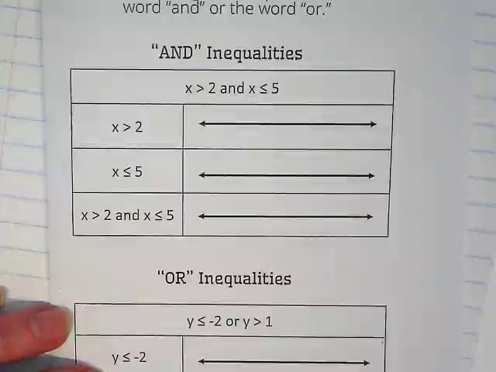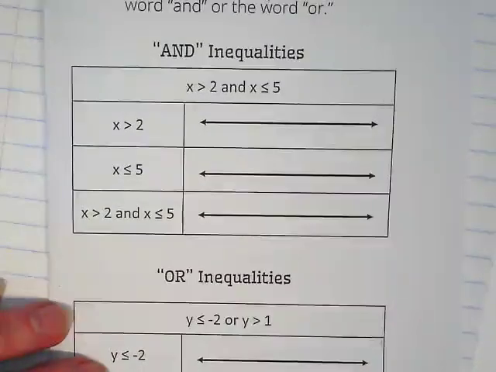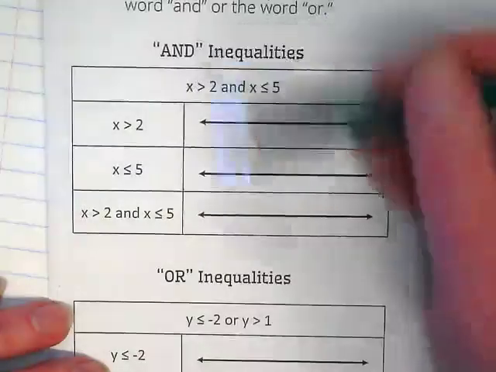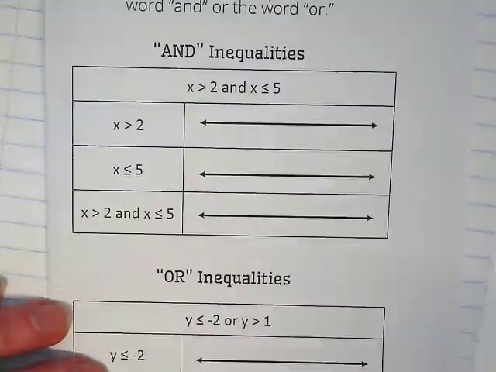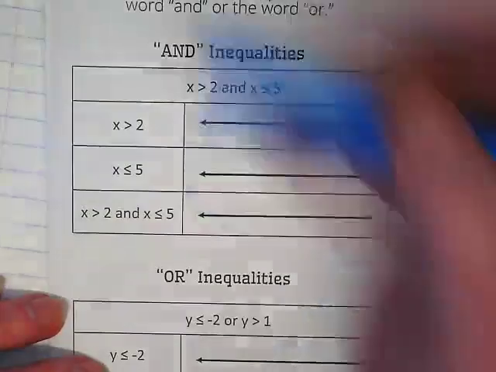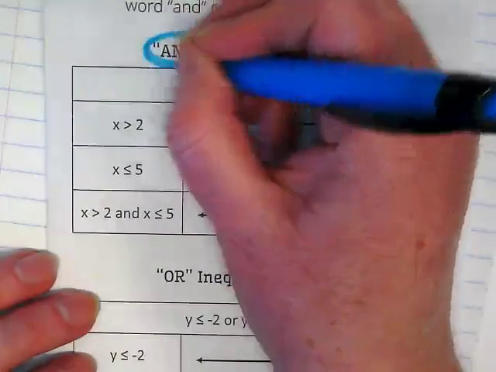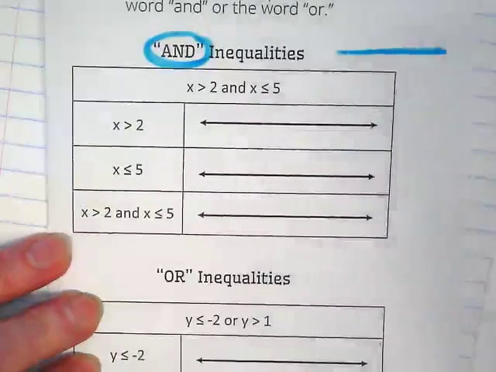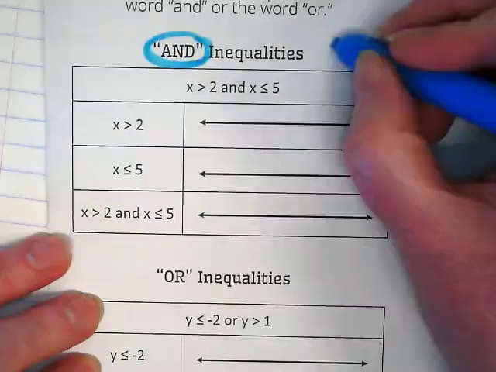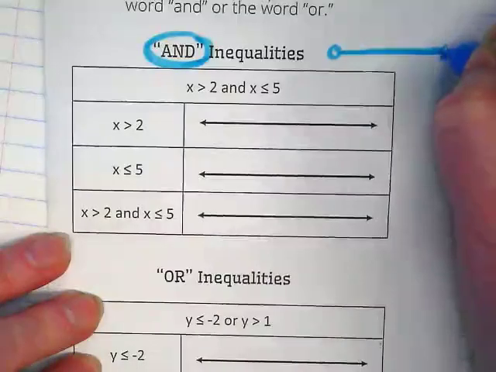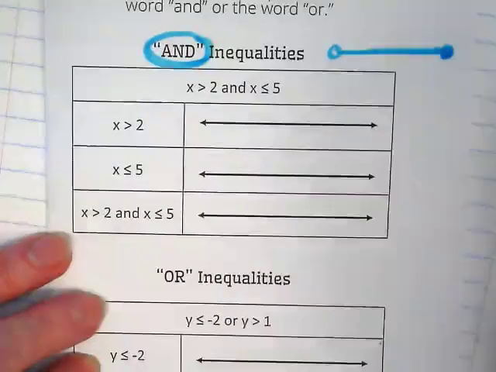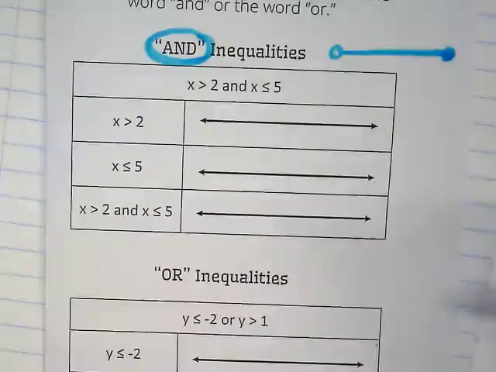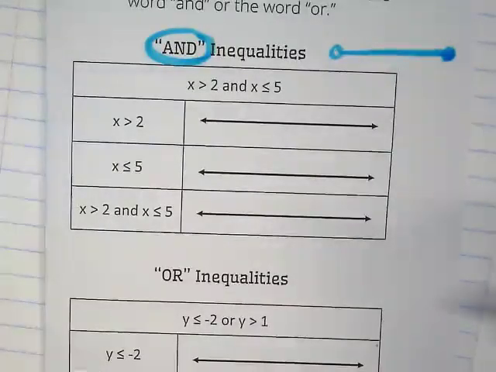As the definition says, they're joined by the word and or the word or, as you can see here. And those look different when we graph them. And inequalities end up having a line on the graph that's joined by the two points of the numbers that are part of the inequality. That'll make a lot more sense to you after we do the next examples.